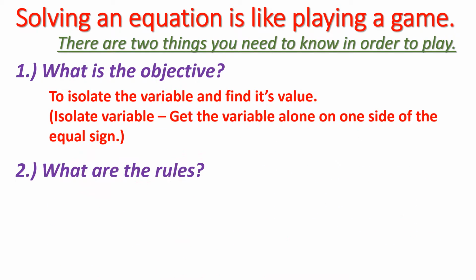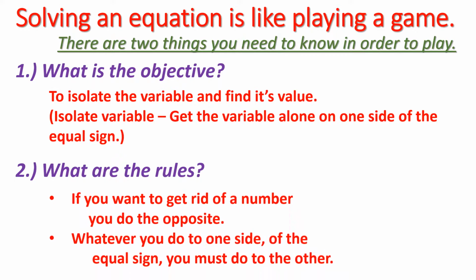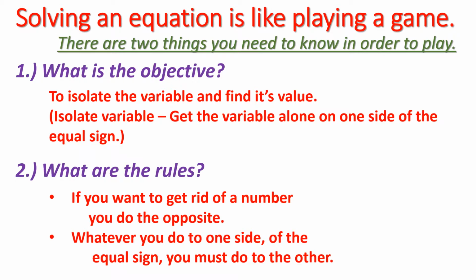The objective is to isolate the variable and find its value. Isolate the variable, yes, that means get the variable alone on one side of the equal sign. Now the rules are, if you want to get rid of a number, you do the opposite. Whatever you do to one side of the equal sign, you must do to the other.